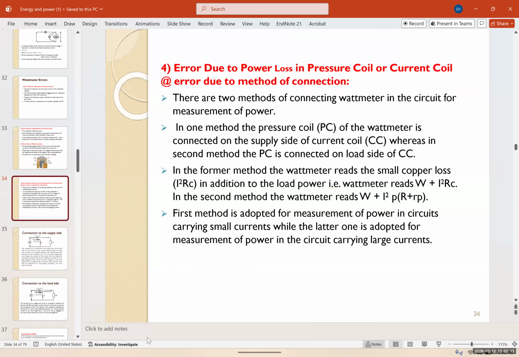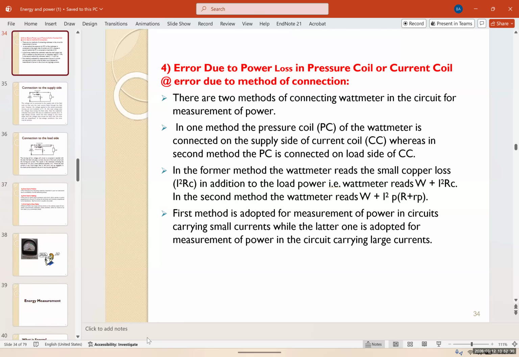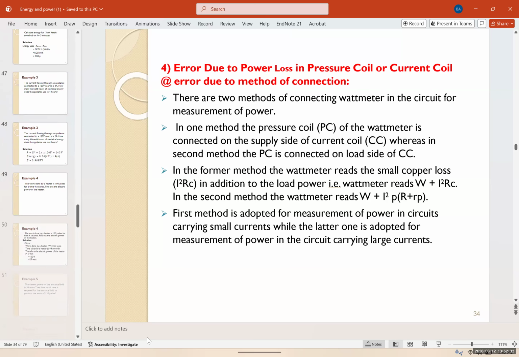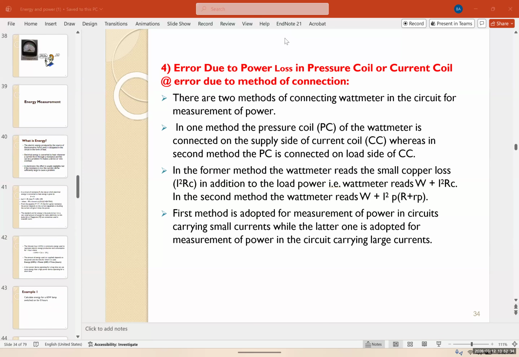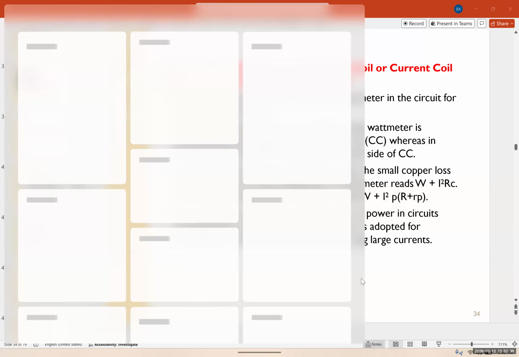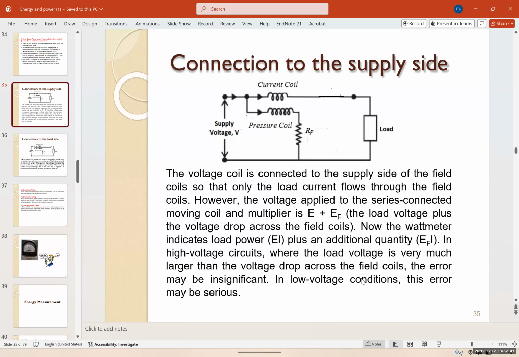So the first method is adopted for measurement of power in circuits carrying small currents, while the latter one is adopted for measurement of power in circuits carrying large currents. Now, these show some examples of how we connect them to the supply side.